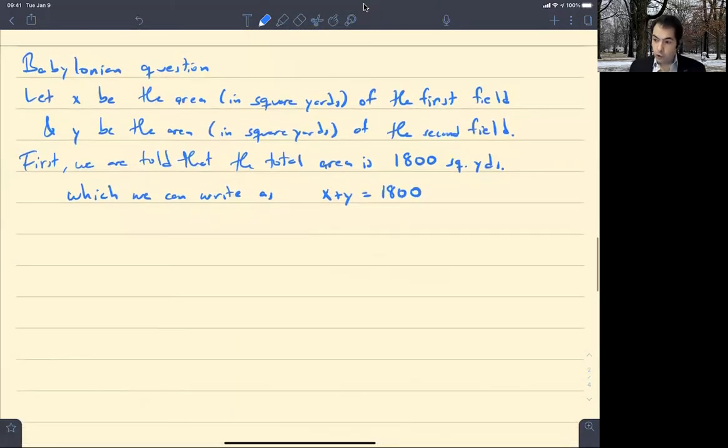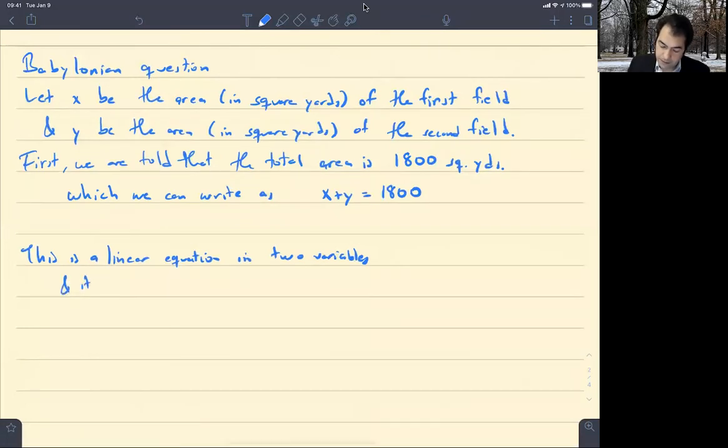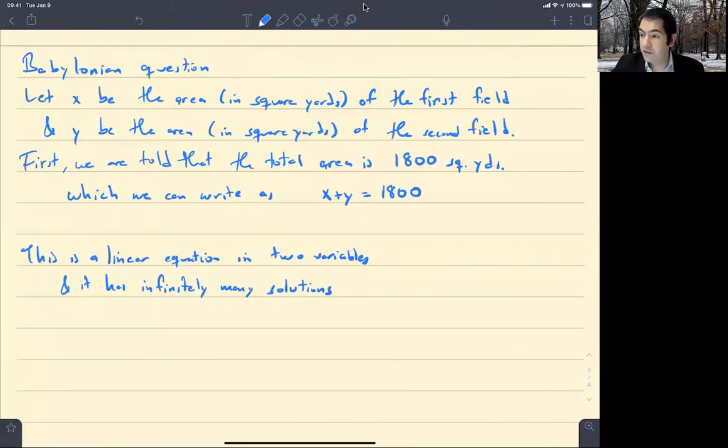Okay, so this is a linear equation in two variables, and it has infinitely many solutions, since there's no reason to require that x and y be integers, right? So you could take a fractional number of square yards, and so for any x you give me, I can find a y.